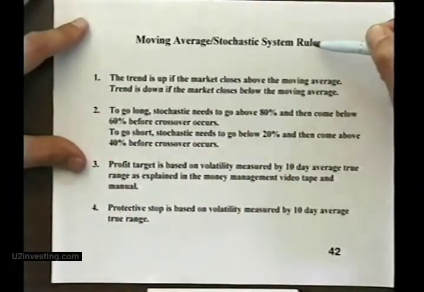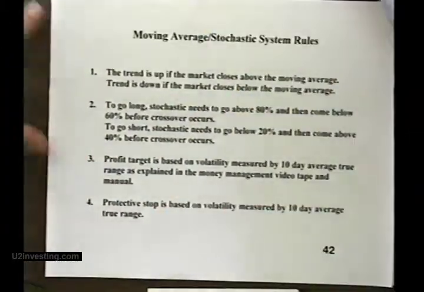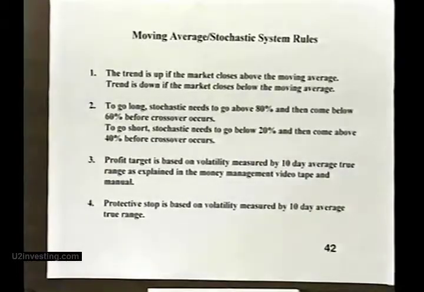Moving average stochastic system, and here are the rules. The trend is up if the market closes above the moving average. The trend is down if the market closes below the moving average. To go long, stochastic needs to go above 80% and then come below 60% before crossover occurs. Here's what we mean.